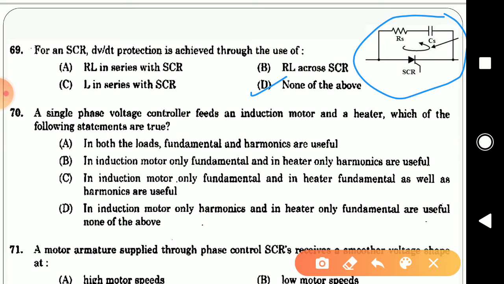Moving on to question number 70. A single phase voltage controller feeds an induction motor and a heater. Which of the following statements are true? We can just look at the options.